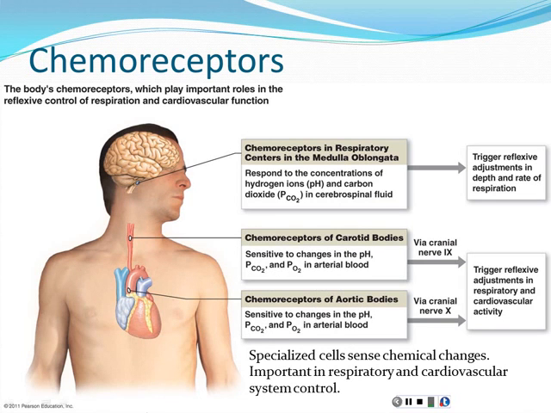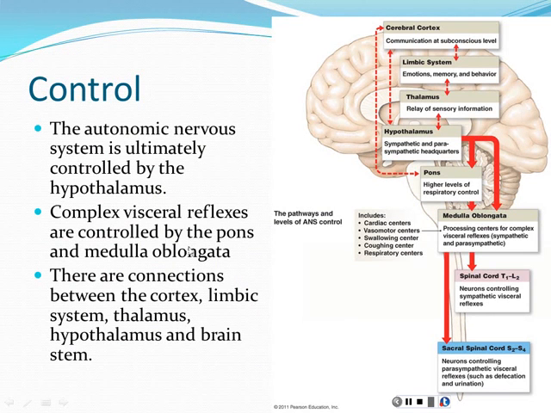So next semester, when you talk about the respiratory system, you're going to see that these three things are what determine how deep and how fast we breathe, as well as, in the cardiovascular system, how fast the heart beats and how that blood is distributed. All right. So the autonomic nervous system obviously has to be under control of the brain.